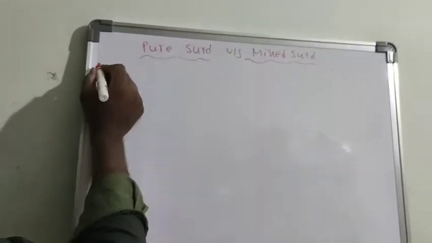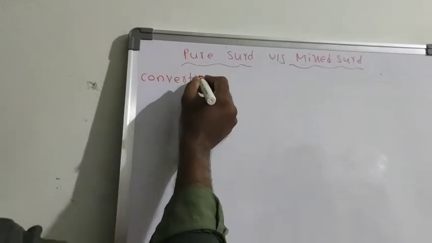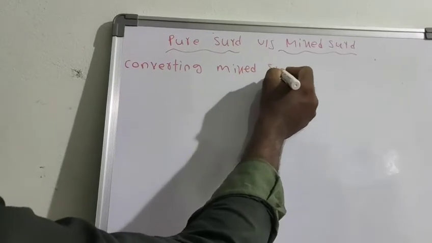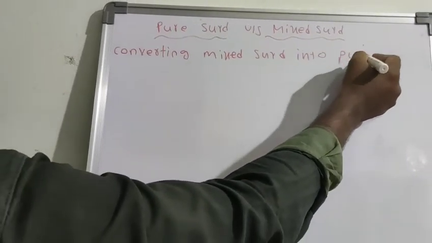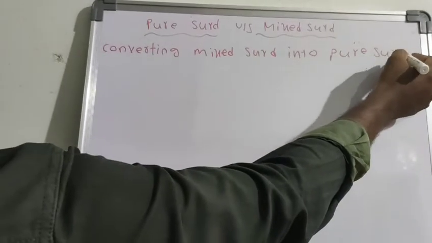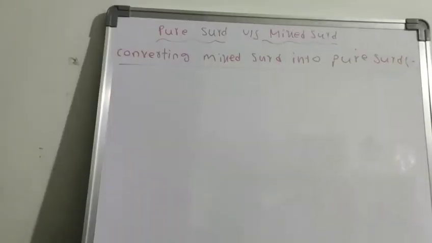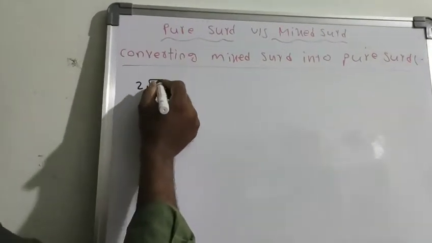Now converting mixed surd into pure surd. So how to convert a mixed surd into a pure surd? Say for example, 2 root 5 is there.